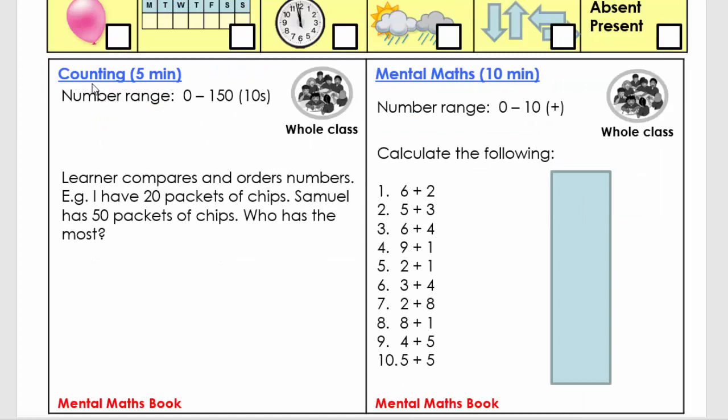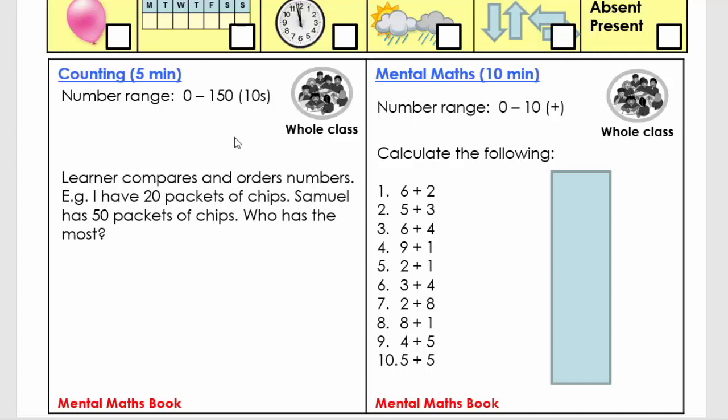Okay, so today's counting activity, we're still going to count in tens between 0 and 150, forwards and backwards. So 10, 20, up to 150, or 150 backwards. Remember also to use your concrete resources with this. That will be in the SATeacher counting library on our web store.